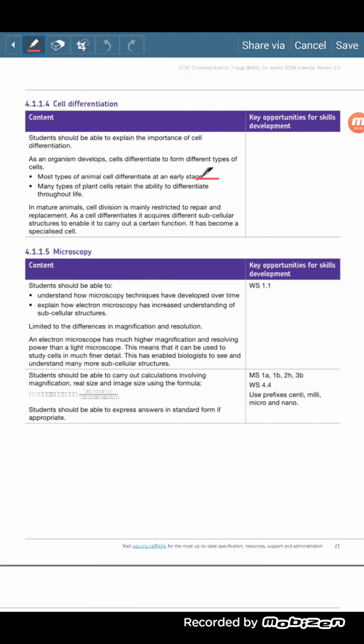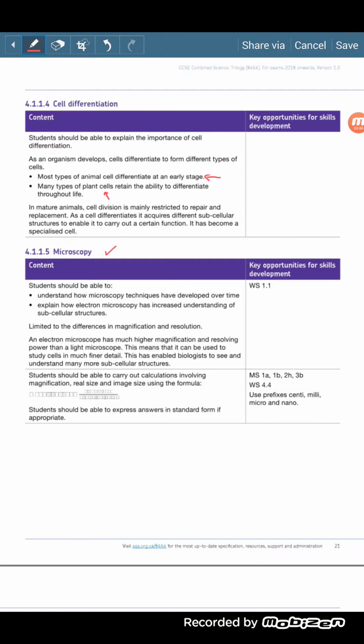You can see here, which is an important point, animal cells can only differentiate early on in their development. So we only had stem cells, which were these cells that could differentiate very early on in our life. Whereas plants, you'll see here, can retain the ability all the way through their lives, which is why you can take little cuttings from a plant and make whole new plants.